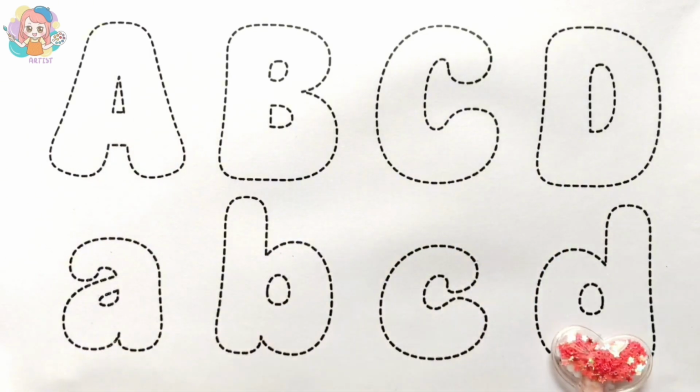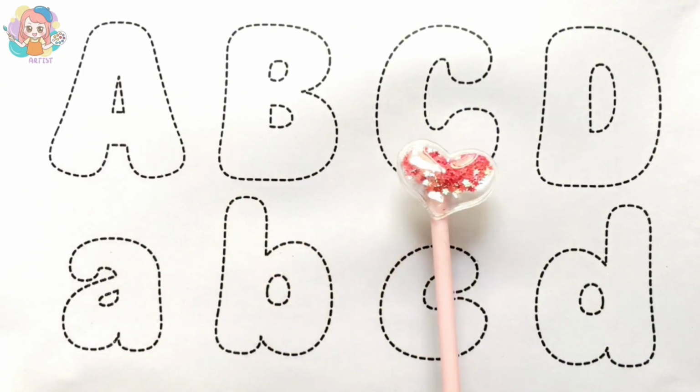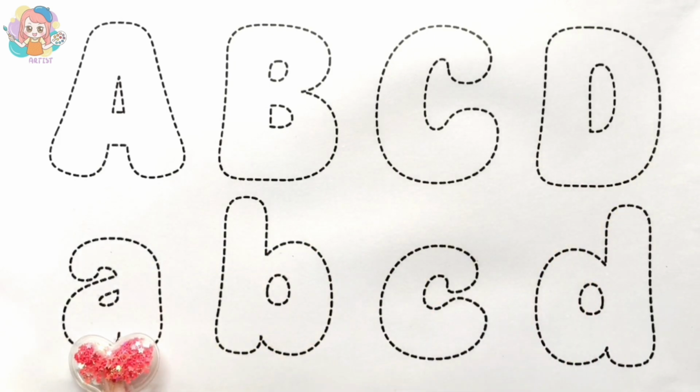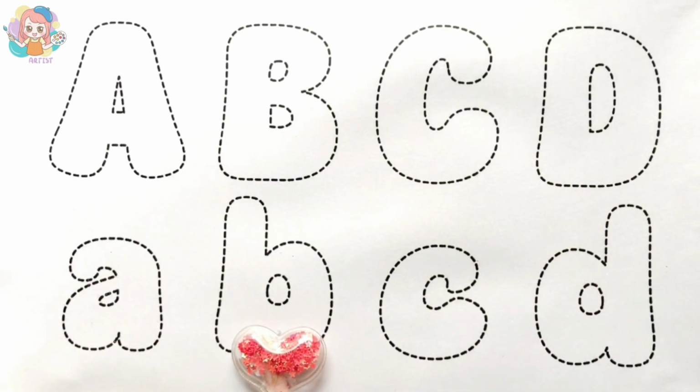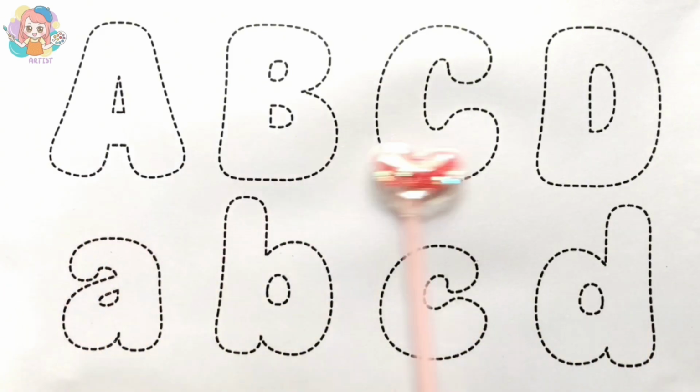I learn uppercase letter A to D and lowercase letter A to D. A, B, C, D. Lowercase letter A, B, C, D. Let's start.